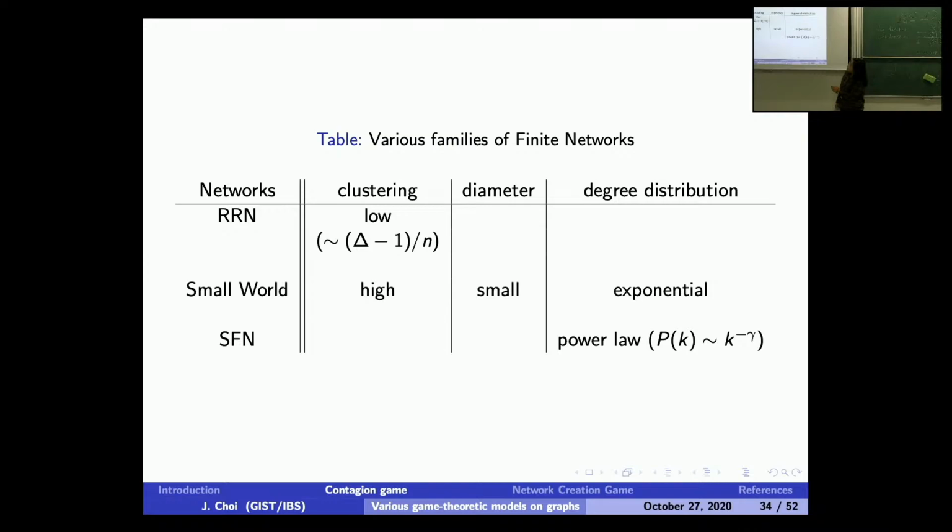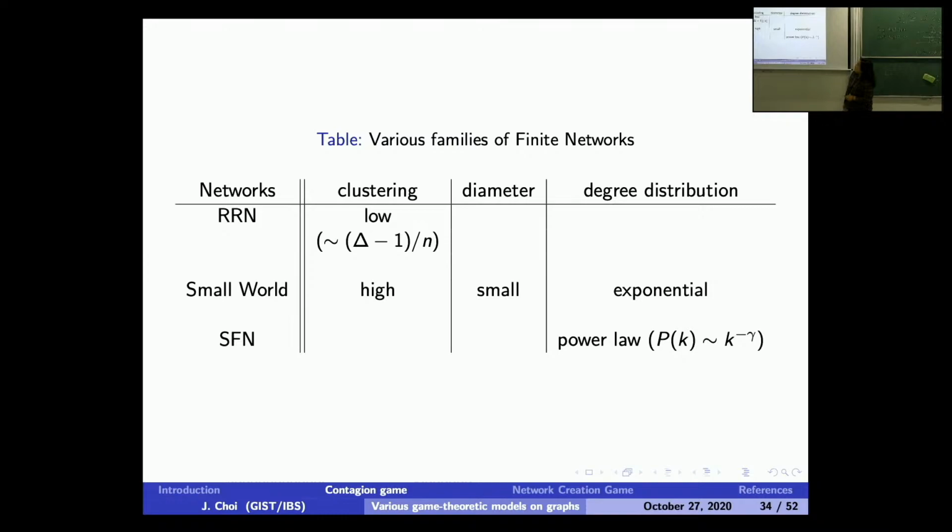How are they different? The first one is the clustering coefficient. Clustering coefficient is just the ratio of the number of triangles over all triples. So how probable is it, whenever you have three vertices in your graph and two vertices are adjacent, that the third one is still making this triangle or not. So that's called the clustering coefficient. And then diameter, we know that. And then degree distribution. So with these three aspects, the regular random network has a very low clustering coefficient.